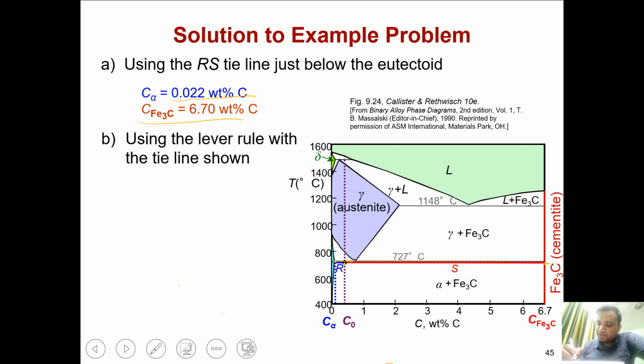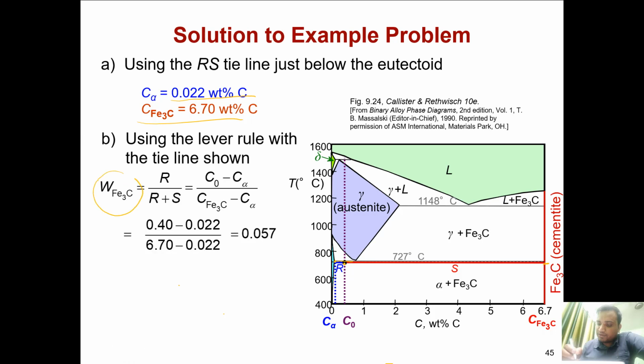Using the lever rule with the tie line shown, the weight fraction of Fe3C. Since it is talking of this complete Fe3C and this alpha also, we'll take the complete tie line. Here it is not talking about this perlite, so it will be a complete tie line. Since Fe3C is on the right hand side, we'll take the left one, that is R. So R divided by R plus S.